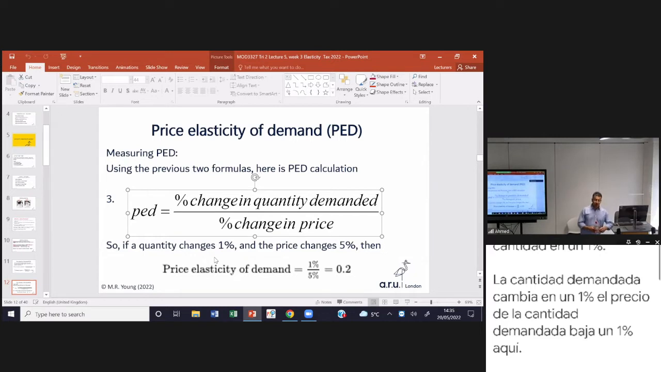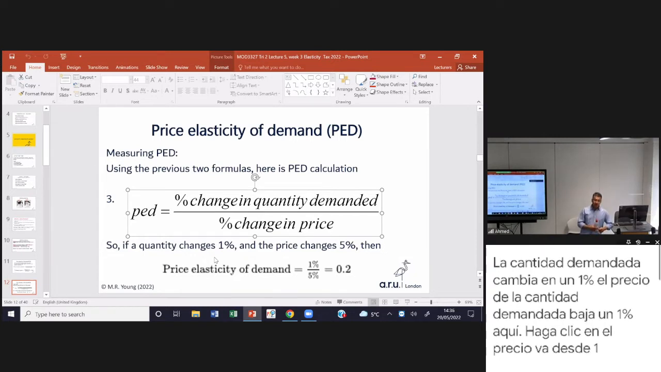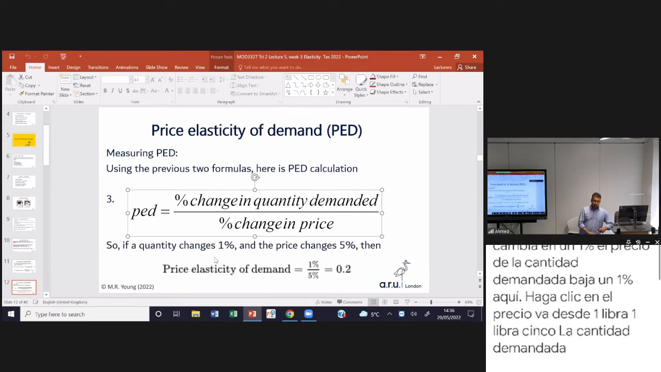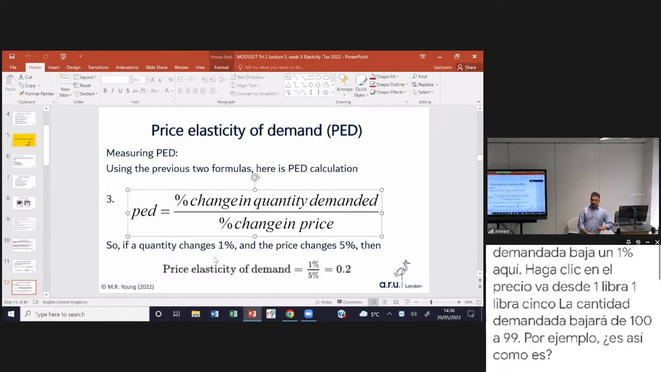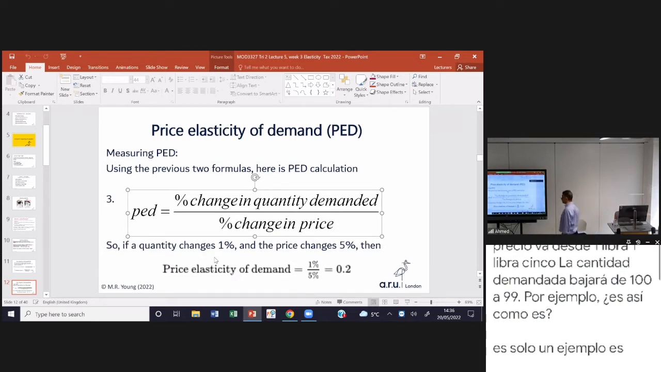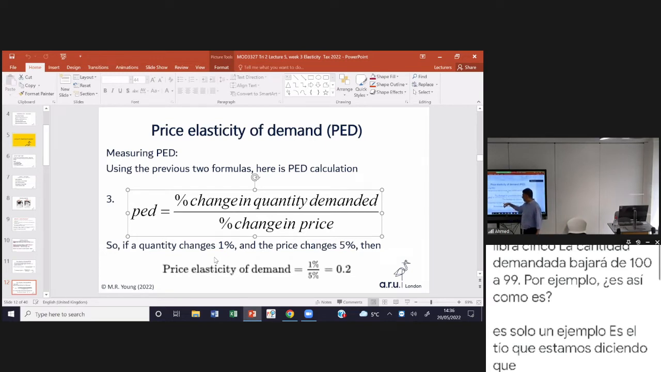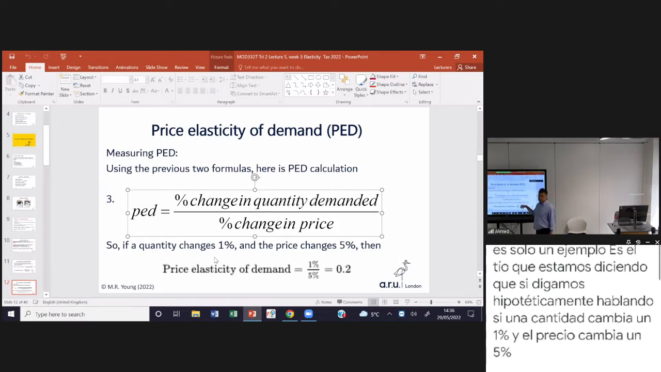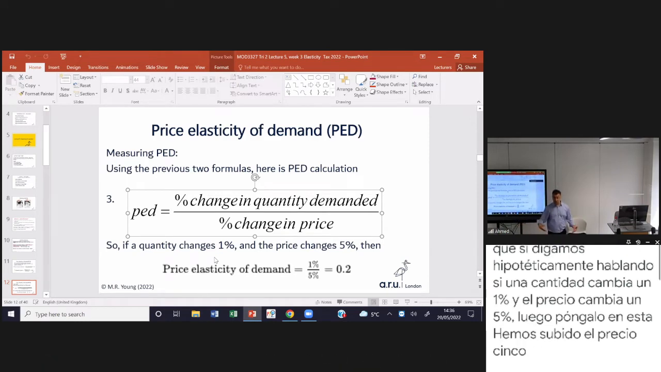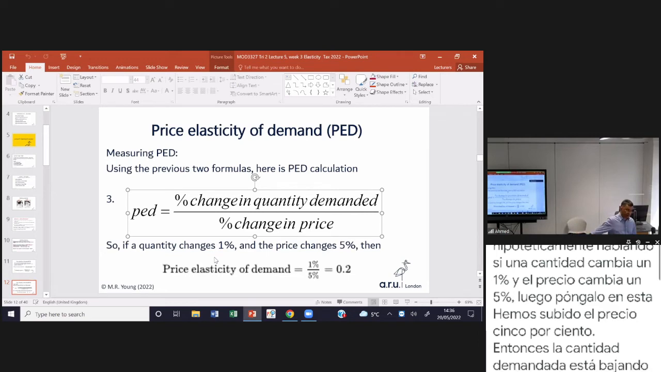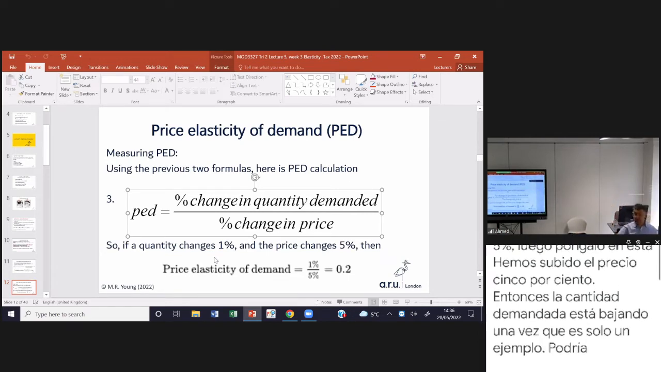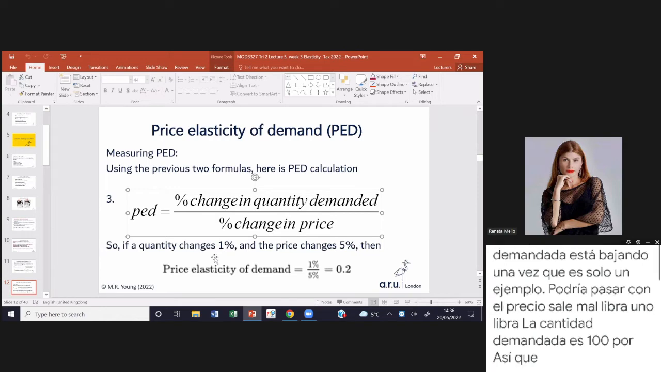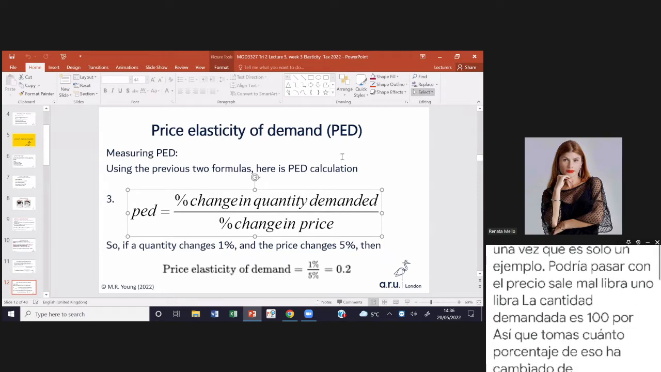So if the price goes from £1 to £1.05, the quantity demanded will go down from 100 to 99. It's just an example. Hypothetically speaking, if the quantity changes 1% and the price changes 5%, then putting it into this equation, we've raised the price 5%, so the quantity demanded has gone down 1%. So you take what percentage the quantity has changed and what percentage the price has changed, and then we divide.